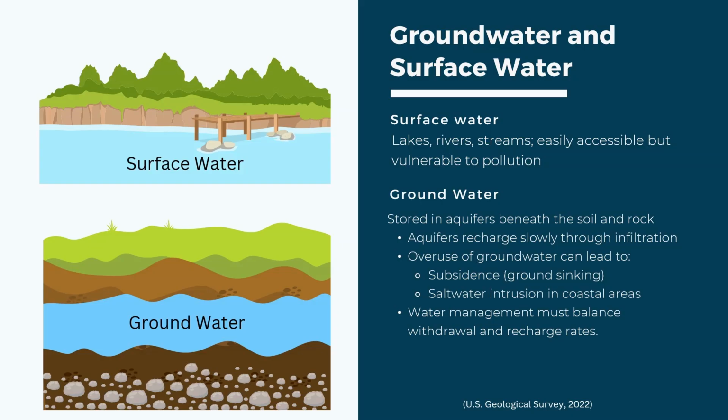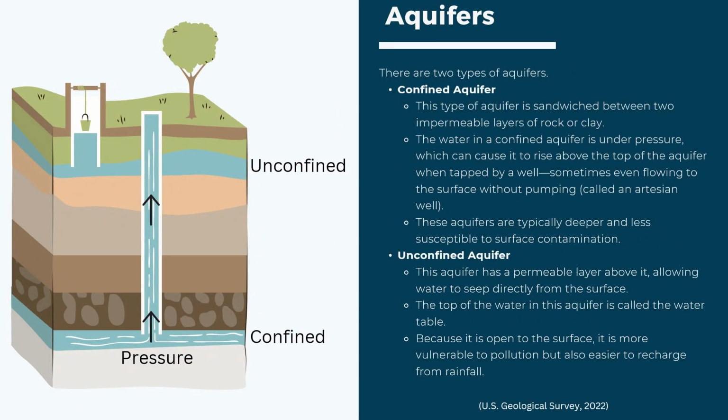Sustainable water management means balancing those withdrawals with natural recharge rates. Aquifers come in two main types: confined and unconfined. Confined aquifers sit between impermeable layers of clay and rock. This creates a pressure that can cause water to rise on its own when it's tapped, and sometimes we call these artesian wells.